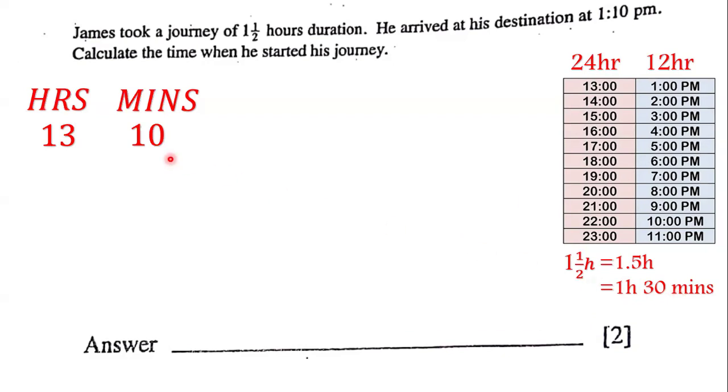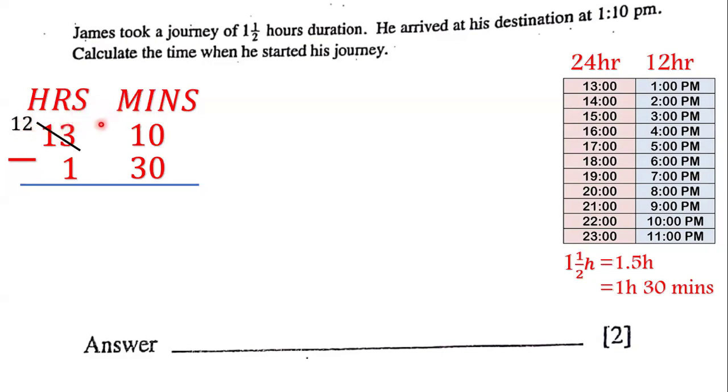And so what we have to do here is subtract 1 hour and 30 minutes. We have 0 minus 0, which is 0. And we have 1 minus 3. We can't perform that. So we have to borrow 1 hour from the hour side and bring it over to the minute side. If we take away 1 from 13, that leaves us with 12. And so on the hour side, we have 12.